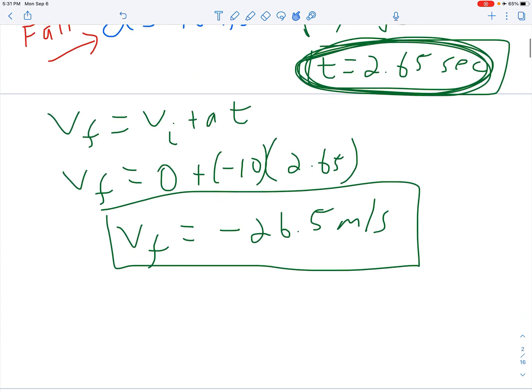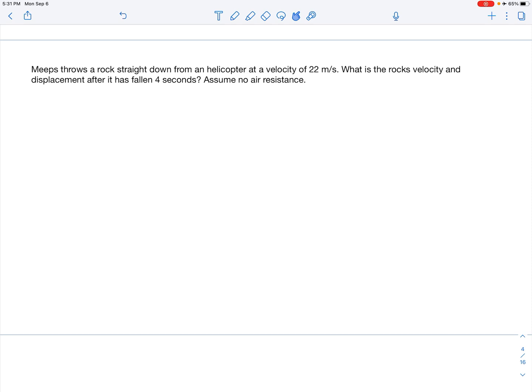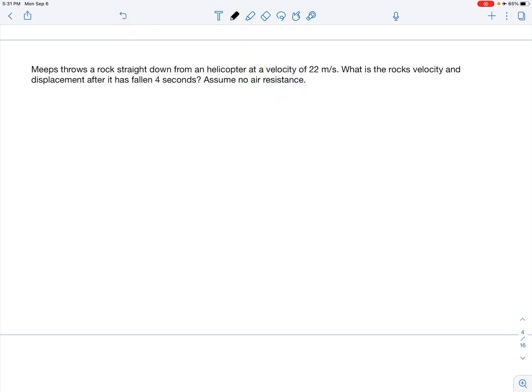All right, let's try another one. Moops throws a rock straight down from a helicopter at a velocity of 22 meters per second. So we're going to start with a helicopter. I'm not going to try to draw a helicopter. I'm just going to say Moops is up here, and we'll say the ground is down here, and he throws the ball down.